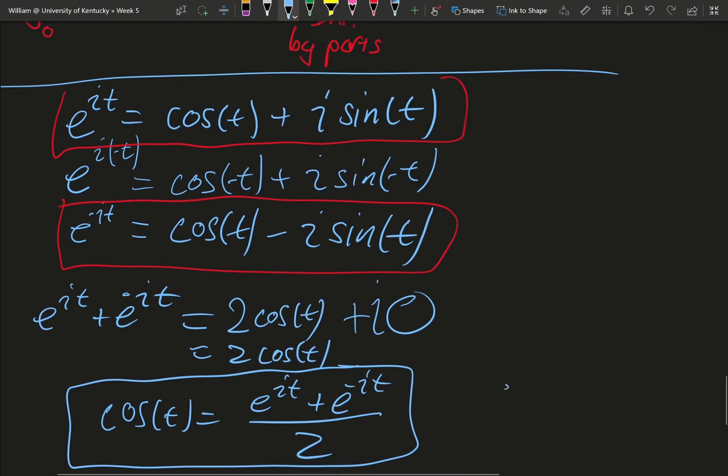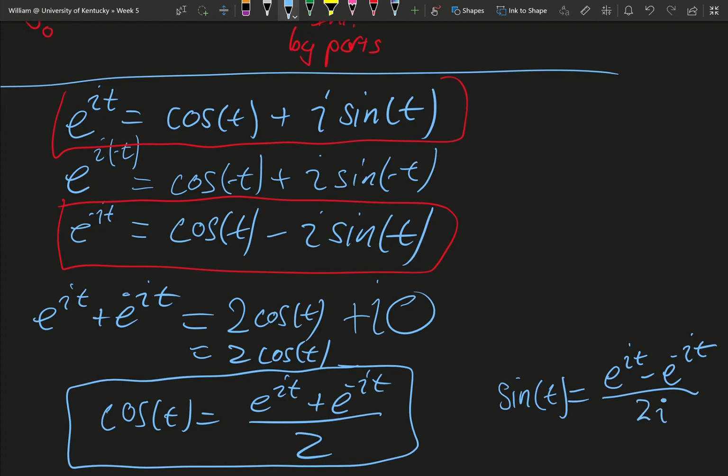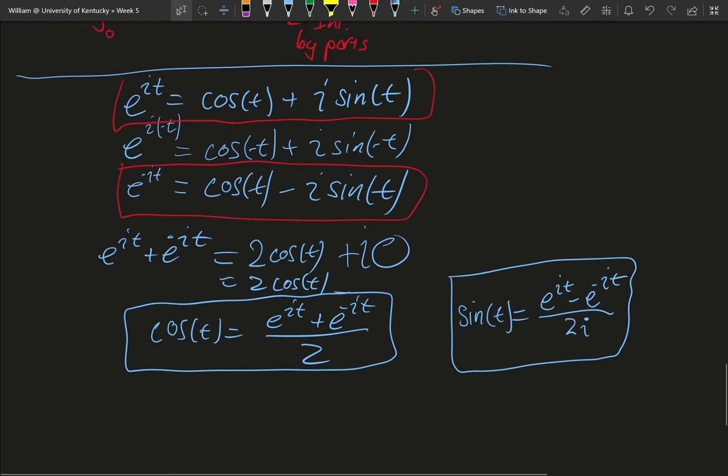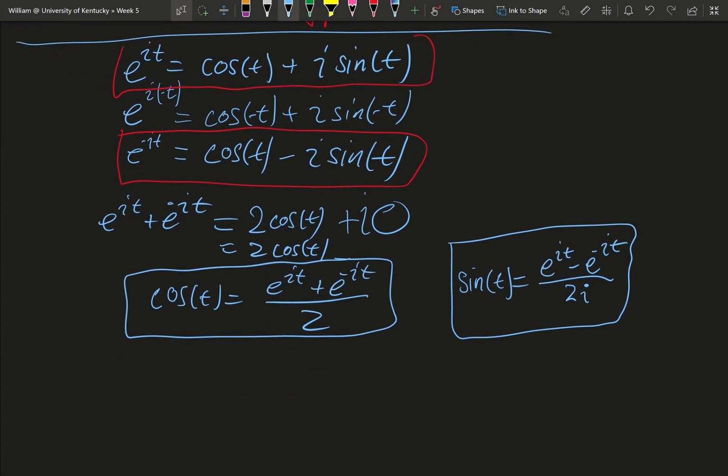And similarly, if instead of adding I subtract the two equations, I get that sine of t is equal to e to the it minus e to the negative it divided by 2 times i. These are going to be really useful because we can now use properties of the Laplace transform that we already know to compute these integrals.